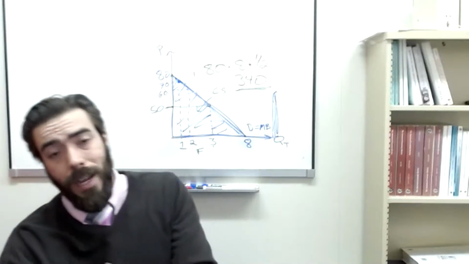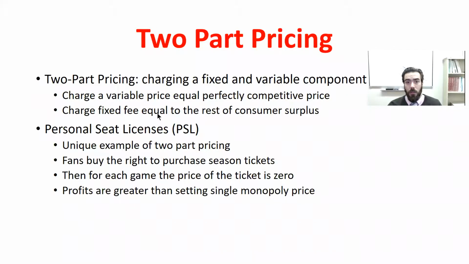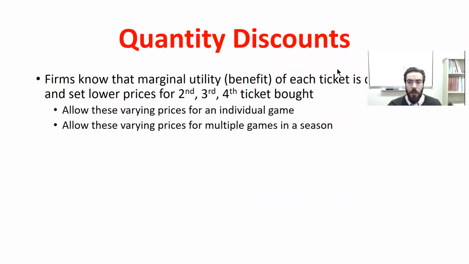So I can increase quantity and I can increase the amount of revenue I've earned in this market, right? By charging that fixed fee that's equal to their entire surplus. They'd be willing to pay up to exactly what their surplus amount was, right? So they'll be charged a fixed fee up to that amount of consumer surplus. And the price of a ticket each time they attend a game is now essentially 0, okay? So that's two-part pricing.